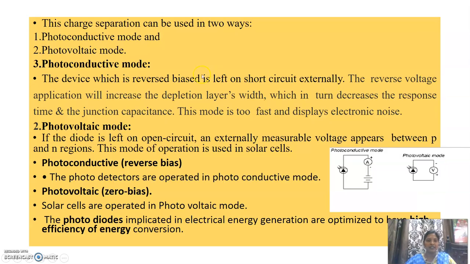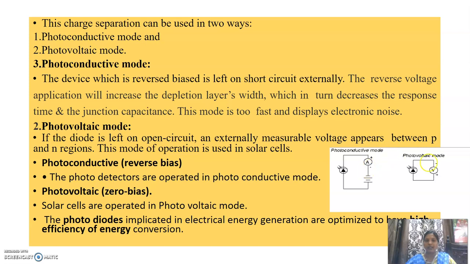So the charges are separated when a photon is incident. They are used in two ways: photoconductive mode and photovoltaic mode. This is the diagram for the photoconductive mode. It is reverse biased, with the circuit left closed externally. Mainly this photoconductive mode is used in detectors. This reverse bias is mainly what is used in photodetectors.